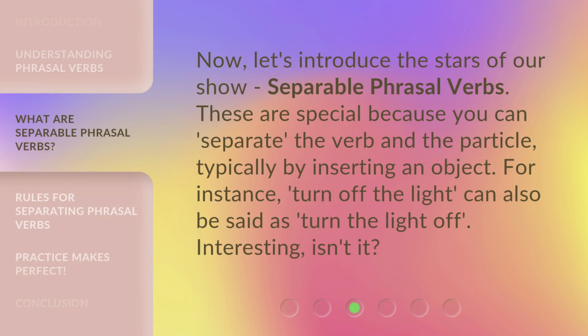Now, let's introduce the stars of our show, separable phrasal verbs. These are special because you can separate the verb and the particle, typically by inserting an object. For instance, turn off the light can also be said as turn the light off. Interesting, isn't it?